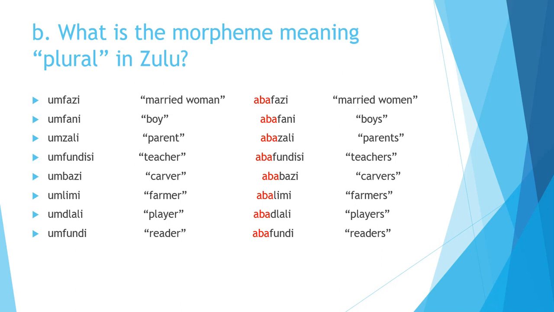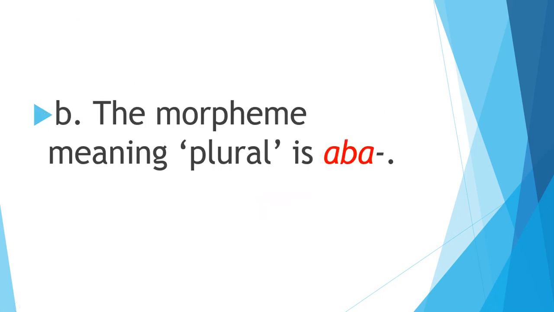So that means that we need to find a feature in the Zulu language that all of them have in common. What is that morpheme? In terms of morphology, that morpheme is aba, because you see that all of these words have that morpheme in common: Abafasi, Abafani, Abazali, Abafundisi, Ababasi, Abalimi, Abadlali, Abafundi. So you can conclude that the morpheme meaning plural in Zulu is the prefix aba. So the answer to the second question is aba.